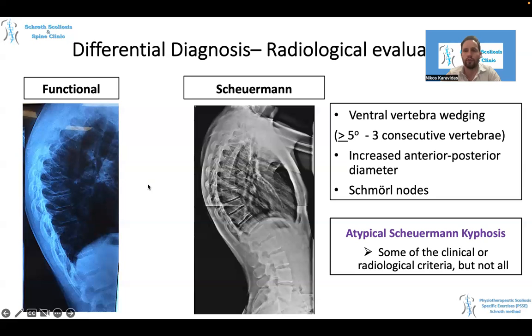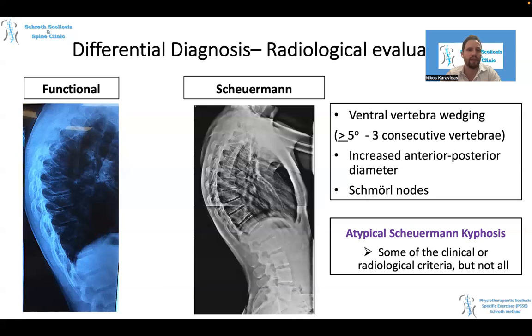There are some types that have no criteria, neither clinical nor radiological, and these are functional kyphosis. So for them, the treatment option is to do only exercises, and these could be enough for these patients. There are also some other cases that have all the criteria, both clinical and radiological. So these are typical Scheuermann kyphosis patients, and for those you need to have brace treatment whether they are still in growth.